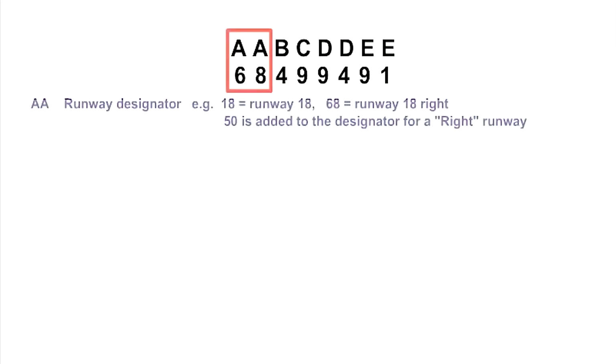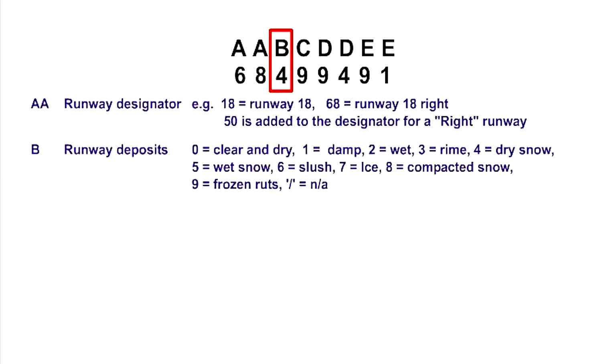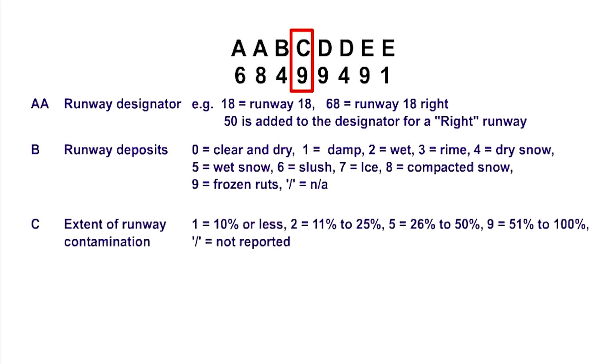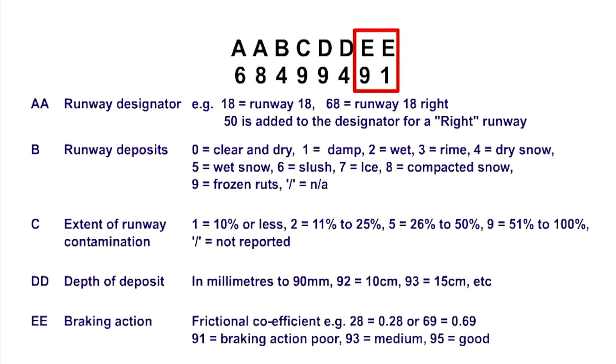When there's snow or other runway contamination, an additional 8-figure runway state group is added to the end of the METAR. You might hear this referred to as a SNOTAM, and it's provided by Air Traffic Control. It follows a specific structure: the runway designator, the type of deposit, the extent of contamination, the depth, and finally, the friction or braking action.